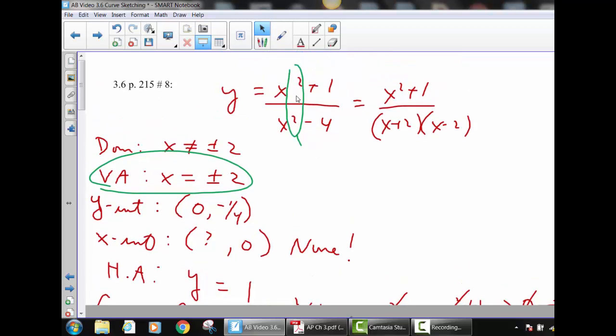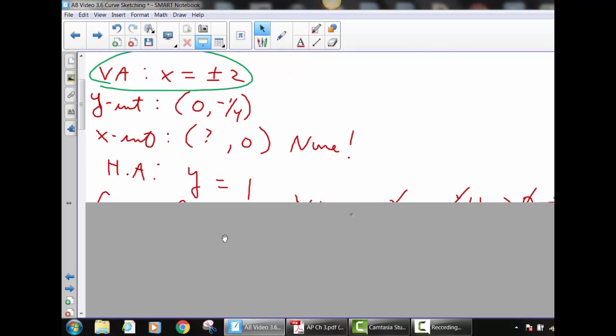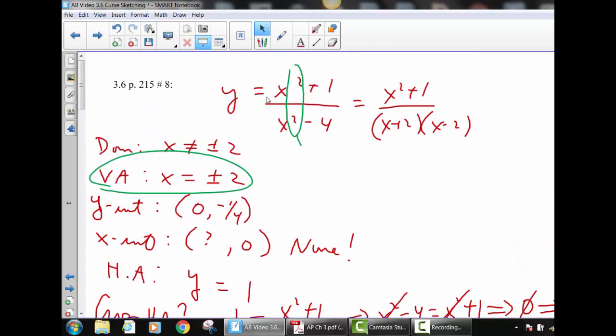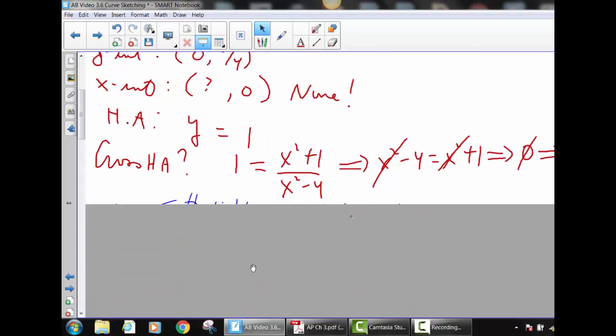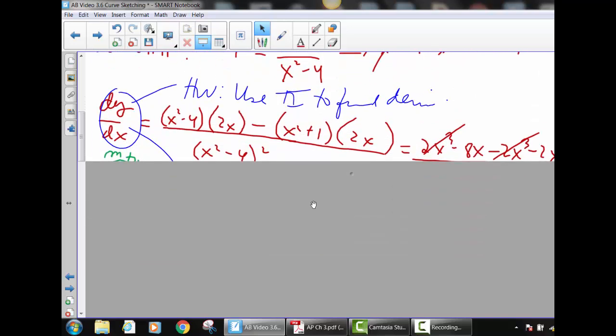Horizontal asymptote: degree of the top equals degree of the bottom, so it's y equals leading coefficient over leading coefficient. Make sure you give me an equation with a variable equals, not just a number. Right away, does it cross the horizontal asymptote? You take your original function, replace the y by the horizontal asymptote value, and try and solve. When we try and solve, again, it doesn't. Now, we're going to try the first derivative test.